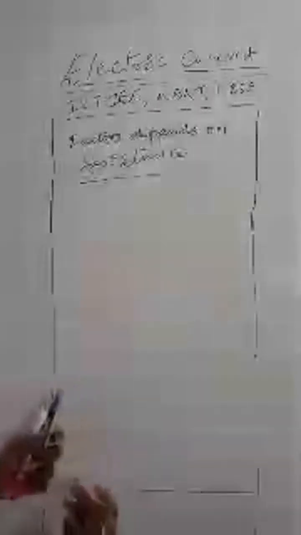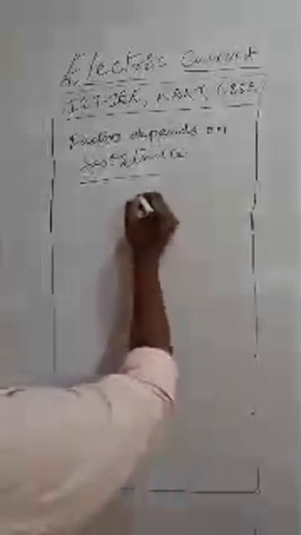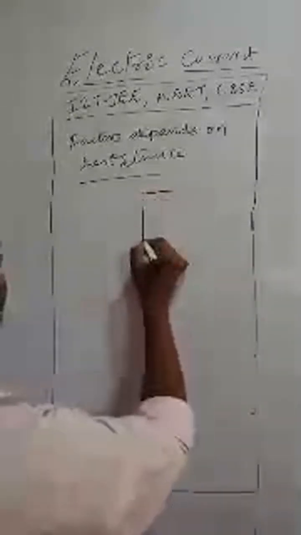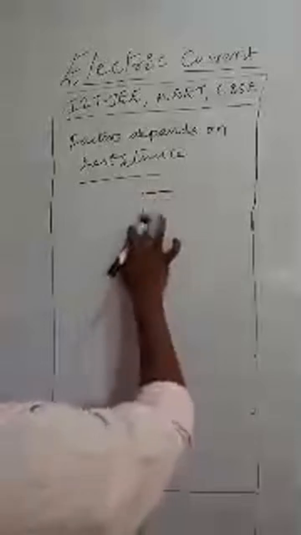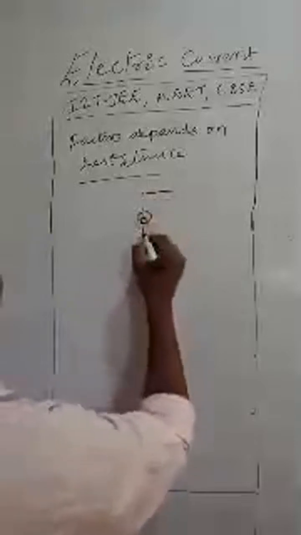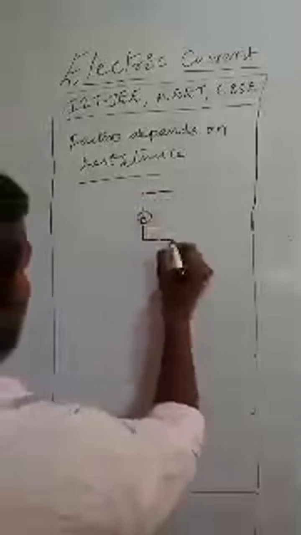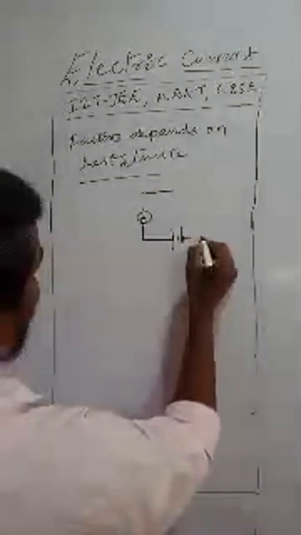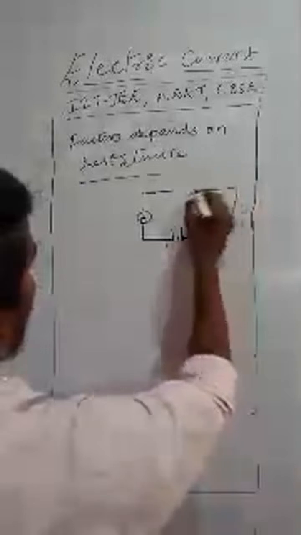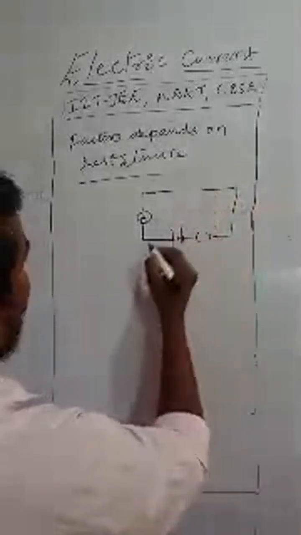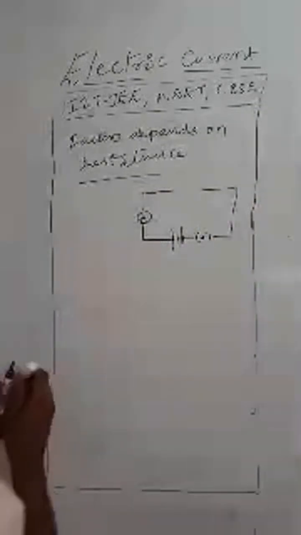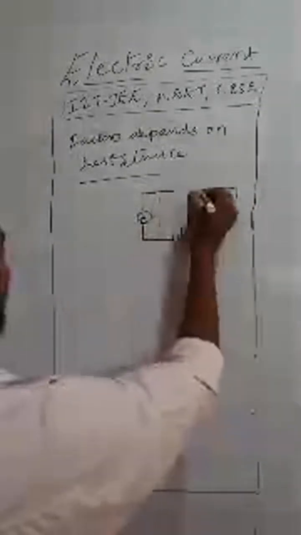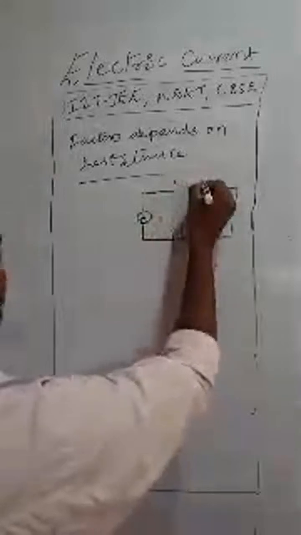So what are the factors it depends on? Leave a gap here, I am taking it now. Here we can consider an ammeter, next here a battery and switch. In the gap XY, we have to connect a nichrome wire. What are the things you have to connect in XY?